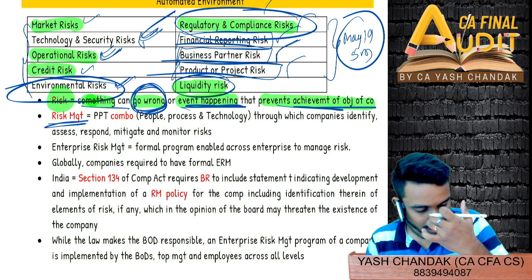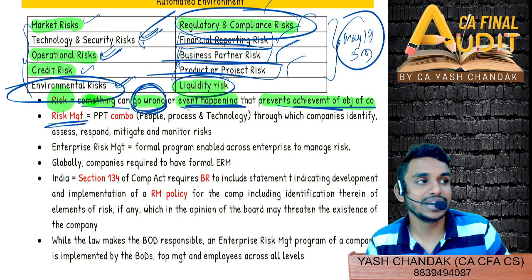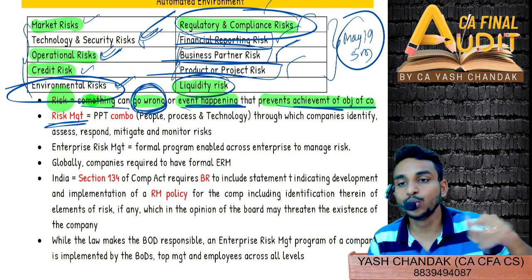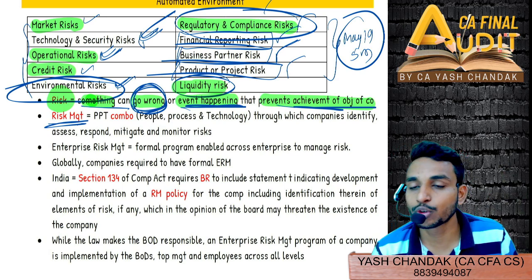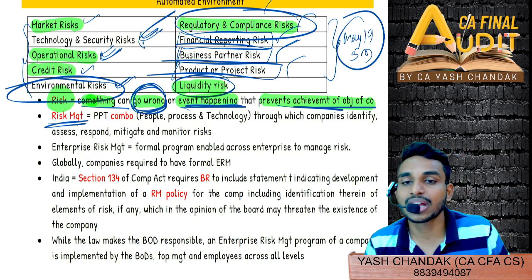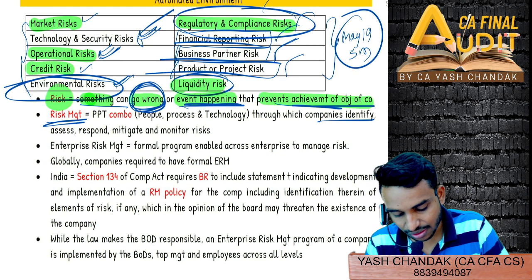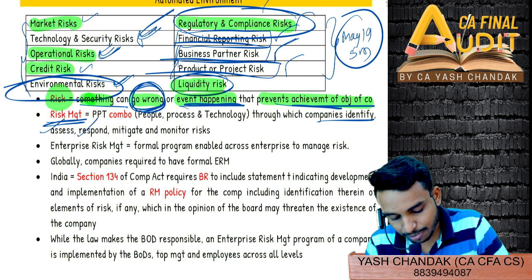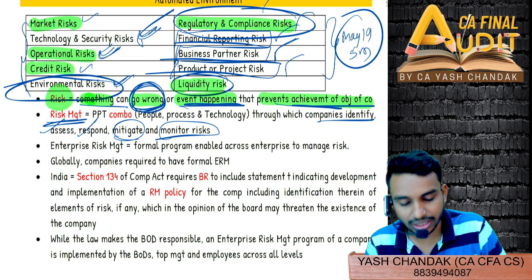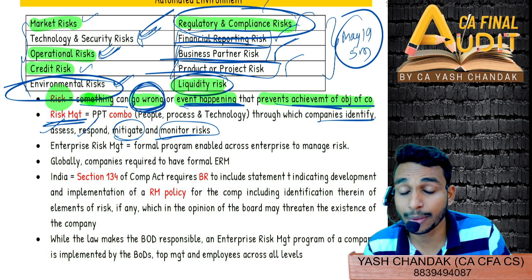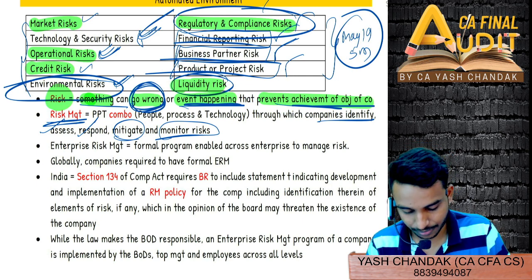So risk management is what your entire ERM has to do, right? Enterprise risk management will have to manage your risk. That is the combination of people, process, and technology through which companies identify the risk, then assess the risk, respond to the risk, mitigate the risk, and monitor whether they have properly mitigated the risk or not.